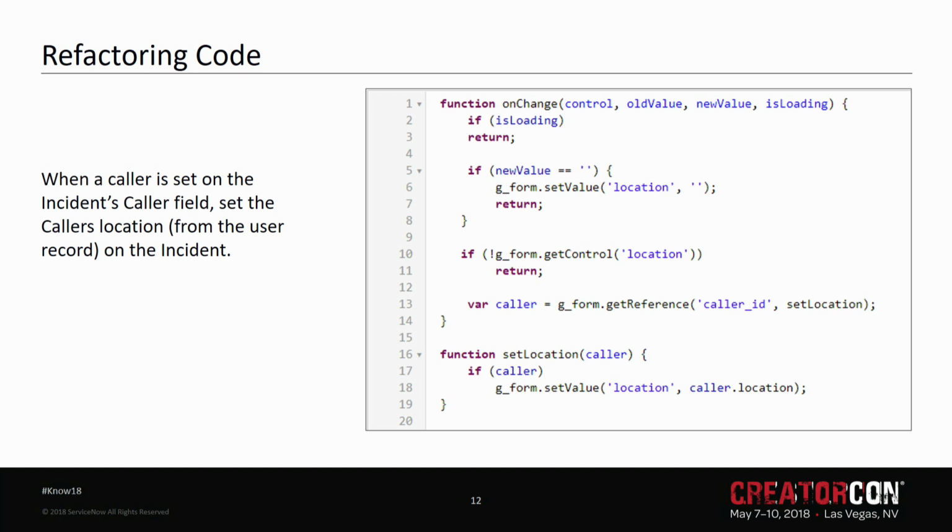So, refactoring code. Let's have another scenario. When a caller is set on the incident's caller field, set the caller's location from the user record on the incident. Now, that's a fairly basic requirement. In fact, that script there on the right is an out-of-the-box script with ServiceNow. It's called set location to user. And it meets that requirement, absolutely.